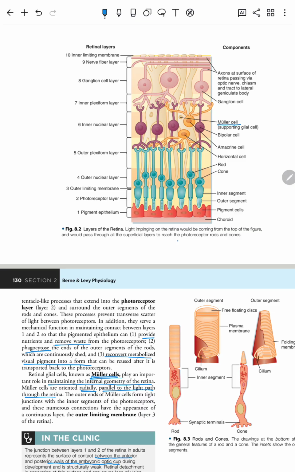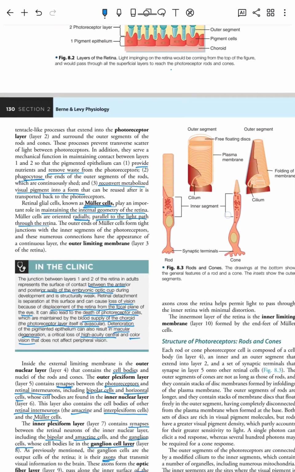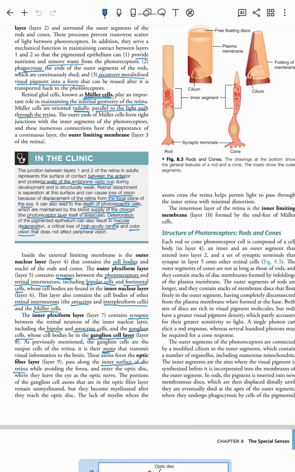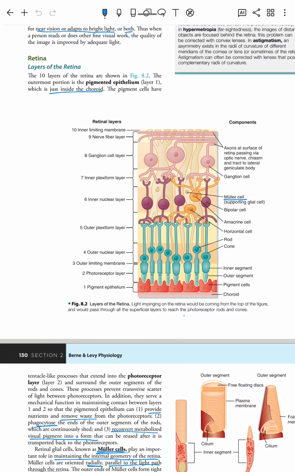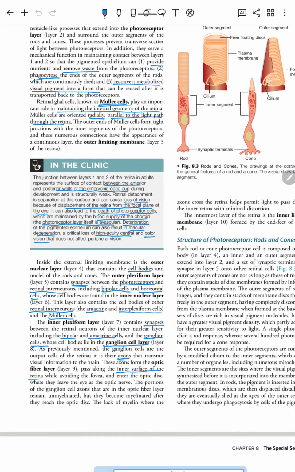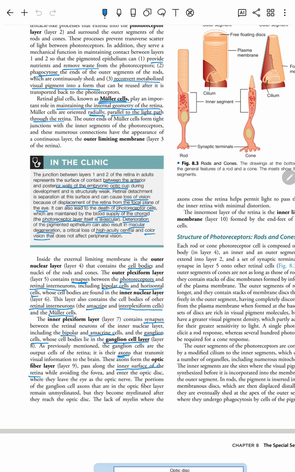These numerous connections have the appearance of a continuous layer, the outer limiting membrane. Inside the external limiting membrane is the outer nuclear layer, layer 4, that contains the cell bodies and nuclei of the rods and cones. The outer plexiform layer, layer 5, contains synapses between the photoreceptors and the retinal interneurons, including bipolar cells and horizontal cells, whose cell bodies are found in the inner nuclear layer.